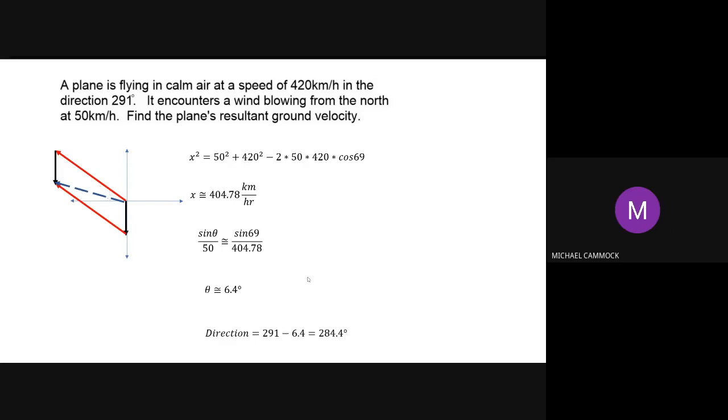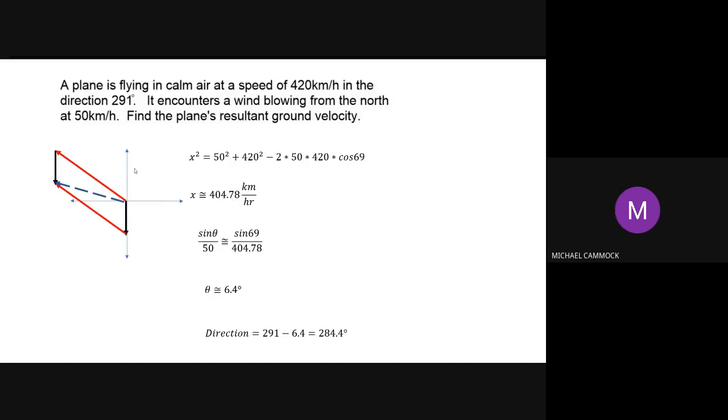So what am I going to do with that? I'm going to take that away from this original whole thing, from here to here, which was 291, measured from north all the way around to here. But I need to take off this little piece to see what this bearing is, which is going in this direction. So I'm going to take off that 6.4. It gives me approximately 284.4 degrees. So this represents the bearing that I'd be traveling on with a speed of 404.78 kilometers per hour.